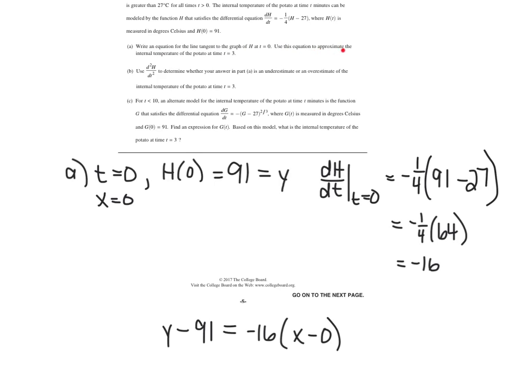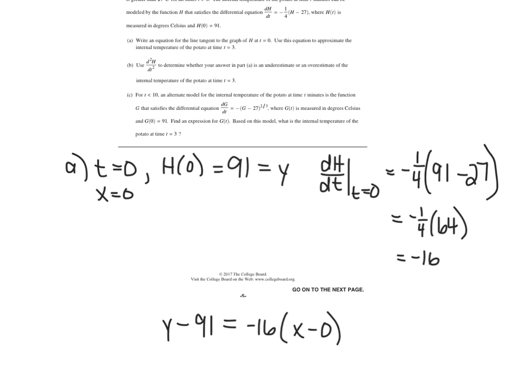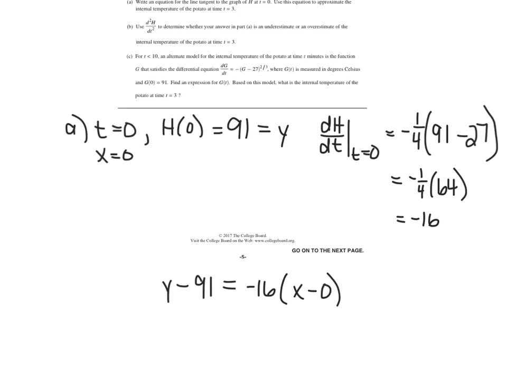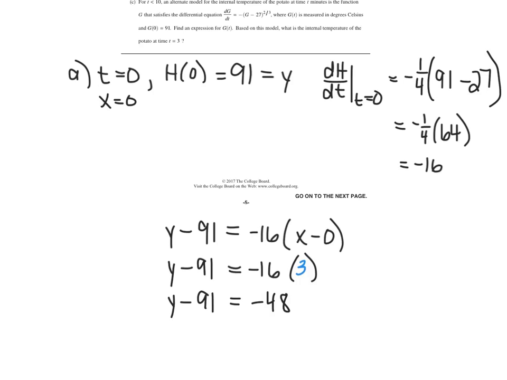Now I need to use this equation, the one I just created, to approximate the internal temperature of the potato at t equals 3. So we're doing a problem about temperature of a potato. So don't get too caught up about what's going on, just do the problem itself. So I need t equals 3. We're using this equation here, so I'm going to replace t or x with 3, and everything else stays the same. Y minus 91 equals negative 16 times x minus 0. There we go. And then solve for y. Negative 16 times 3 is negative 48. Add 91 to both sides, and we get an internal temperature of the potato of 43 degrees.